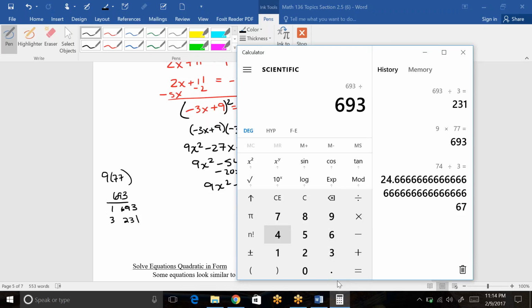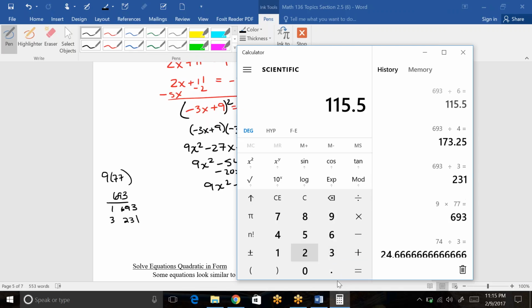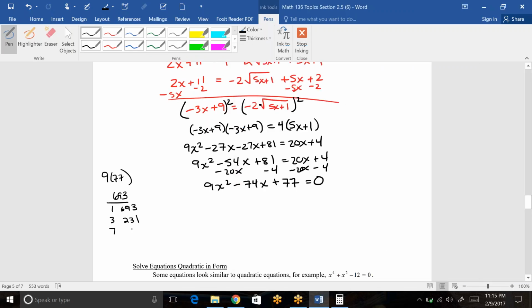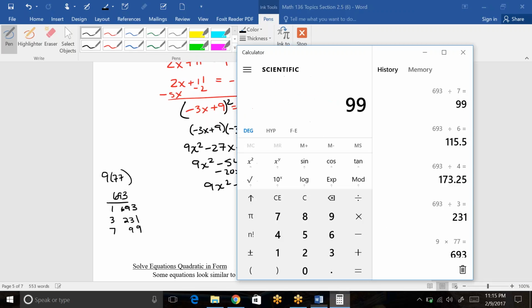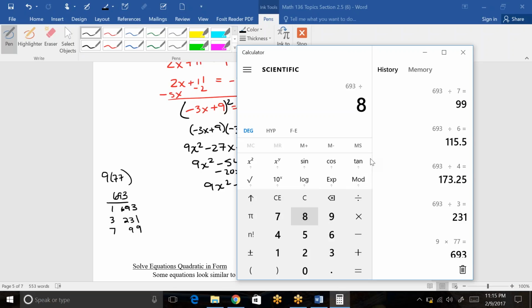693 should not be divisible by 4, but I'll show you. 693 not divisible by 5. Is it divisible by 6? Nope. 693 divisible by 7. 7 and 99. 693 divided by 8 does not go evenly. 693 divided by 9 is 77.